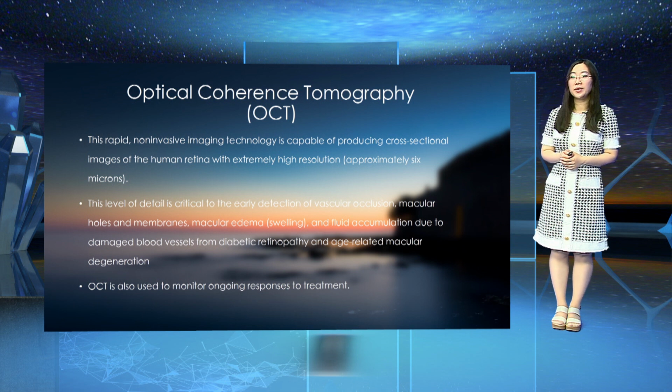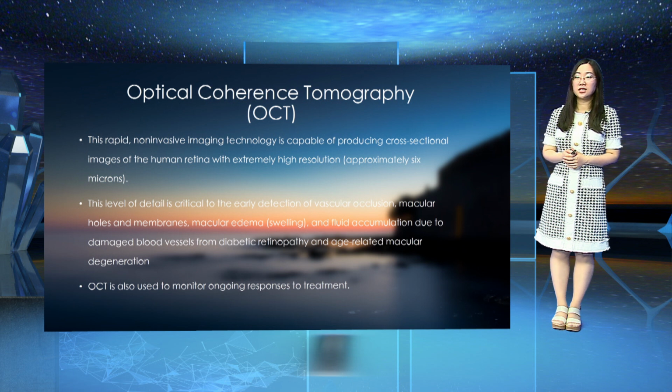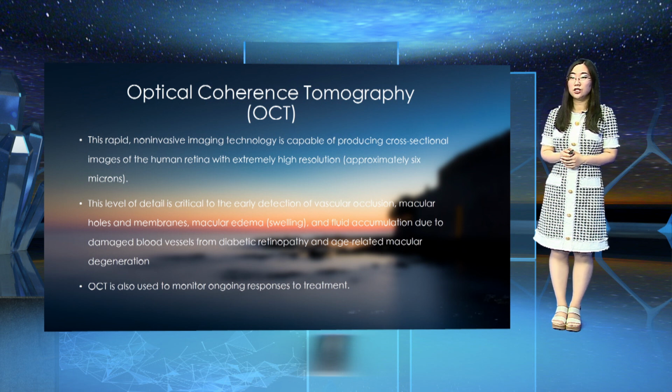OCT. This rapid, non-invasive imaging technique is capable of producing cross-sectional images of the human retina with extremely high resolution. This level of detail is critical to the early detection of vascular occlusion, macular holes and membranes, macular edema, and fluid accumulation due to damaged blood vessels from diabetic retinopathy and age-related macular degeneration. OCT is also used to monitor ongoing response to treatment.